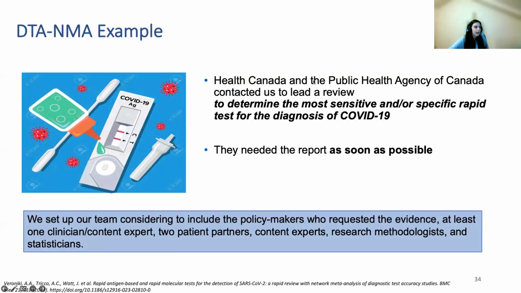So now let's see a network meta-analysis of diagnostic tests, an example. Around a year or more ago, Health Canada and the Public Health Agency of Canada asked us to lead a review and determine the most sensitive or the most specific rapid test for the diagnosis of COVID-19. They needed the report as soon as possible, so we set up our team considering the inclusion of policymakers, at least one clinician or content expert, 2 patient partners, content experts, research methodologists, and statisticians.